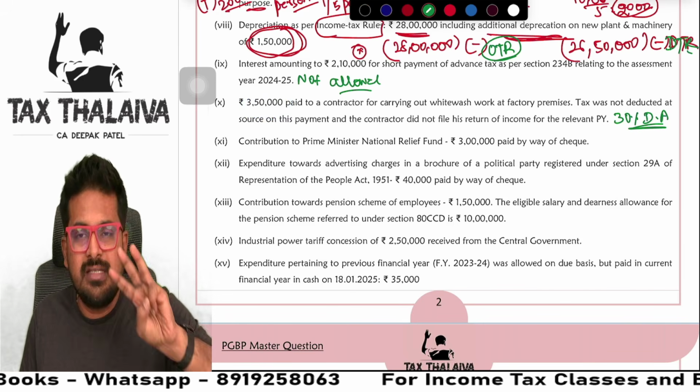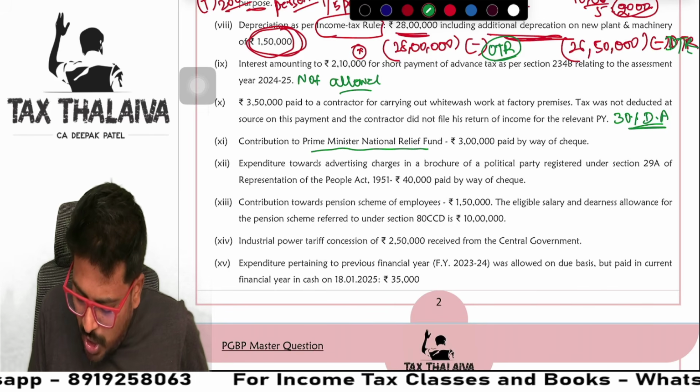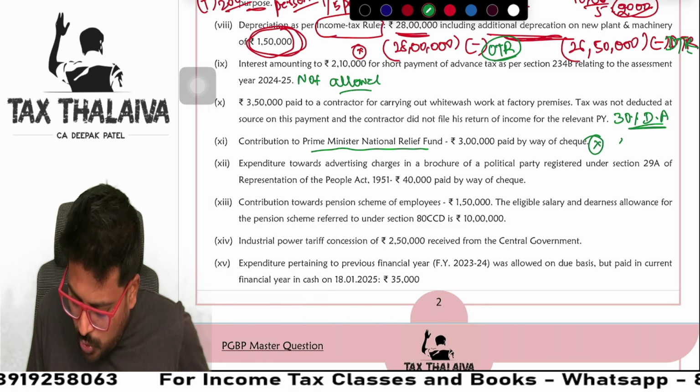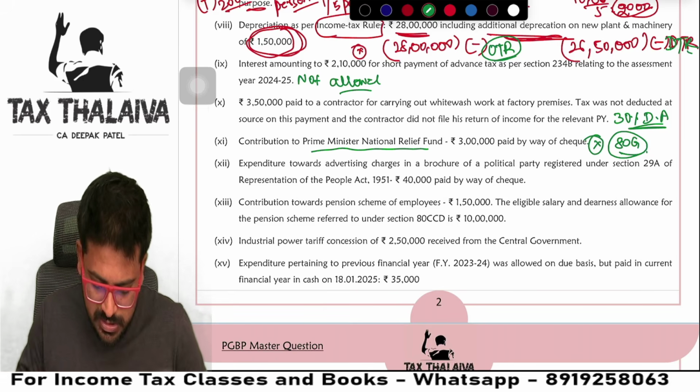Next, contribution to PM National Relief Fund. Guys, this is not a PGBP item. This should go to the 80G category. So under business expenditure, we will not allow this.